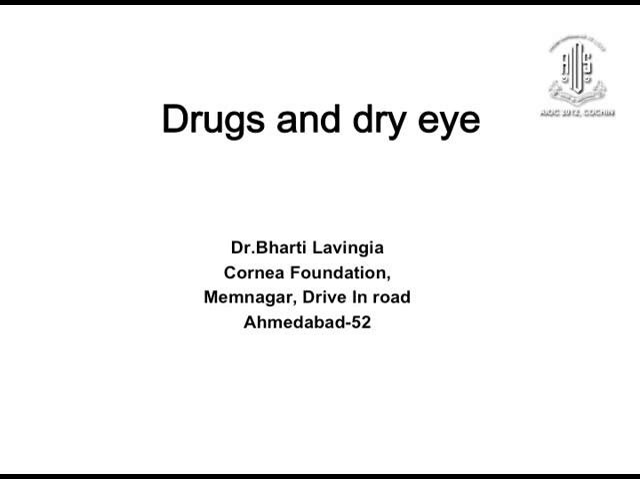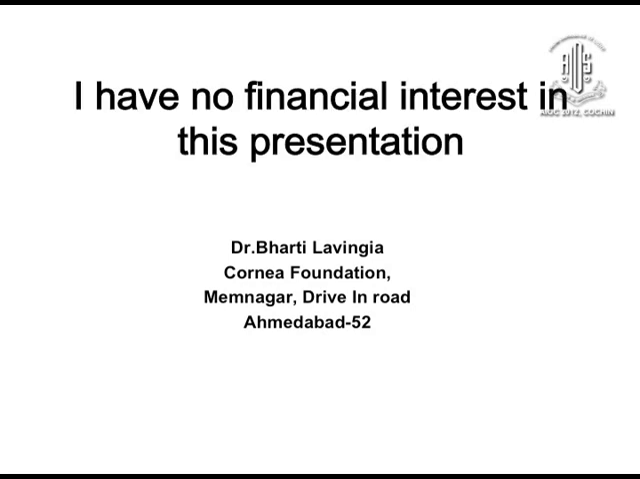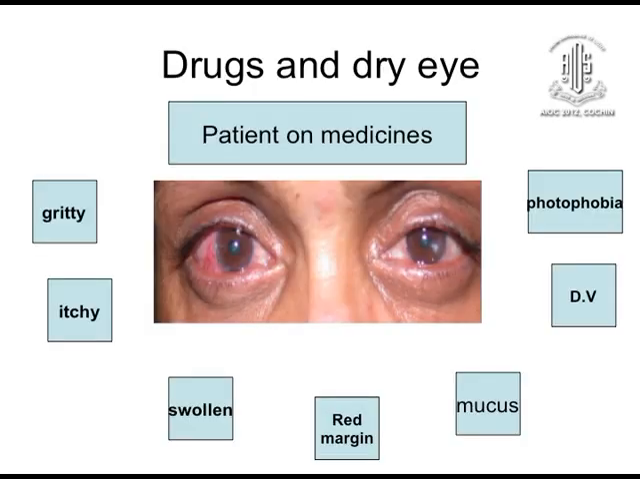I'm going to talk to you regarding the effect of drugs that produce dry eyes. Whenever we talk about dry eyes, normally we keep ourselves around the eye and the adnexa. There is something more beyond that, because the secretion of the tear goes through a very, very complex process. There are so many organs involved in this.